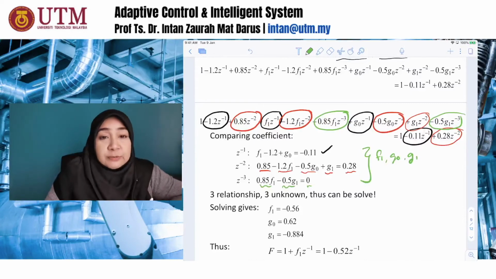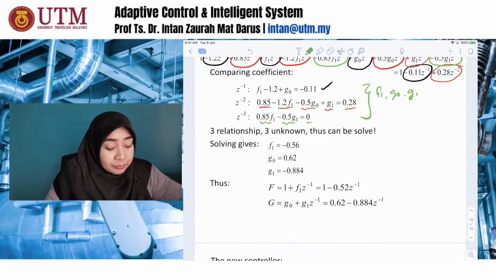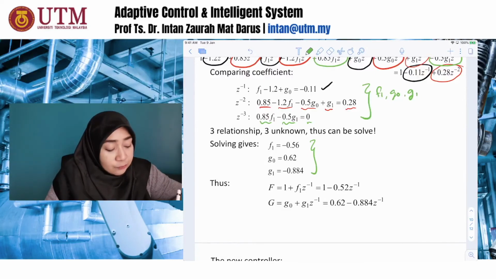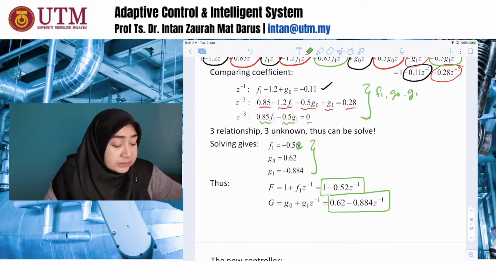You can use substitution, or put it all in your calculator and use the formula to solve for the three unknowns. I've solved it: F1 equals 0.56, G0 equals 0.62, and G1 equals 0.884. Substituting back into the polynomials we developed earlier, F equals 1 plus 0.52 z^-1, and G equals 0.62 minus 0.884 z^-1. This is for your polynomial F and polynomial G.